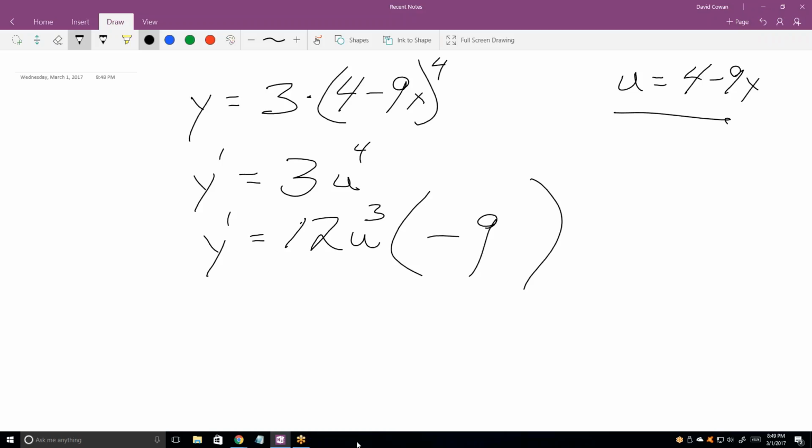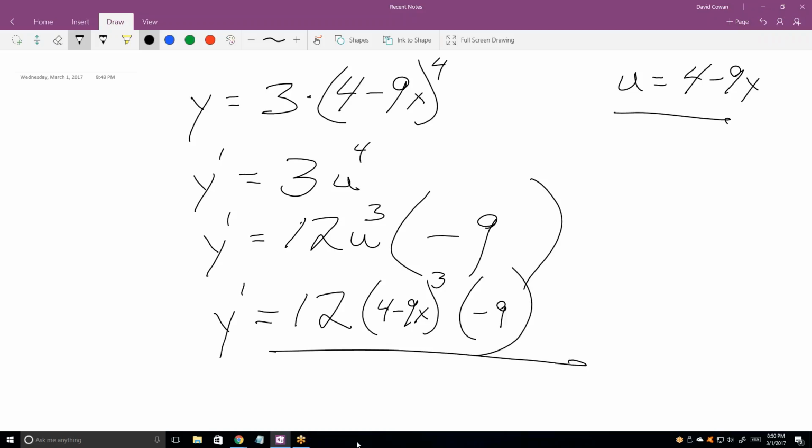Then we have to go back and substitute. In other words, we do not want to give our answer in terms of u. u was 4 minus 9x, so it's (4 minus 9x) to the 3rd, all times minus 9. And of course you'd want to multiply the minus 9 times the 12, so you get minus 108 times (4 minus 9x) to the 3rd.